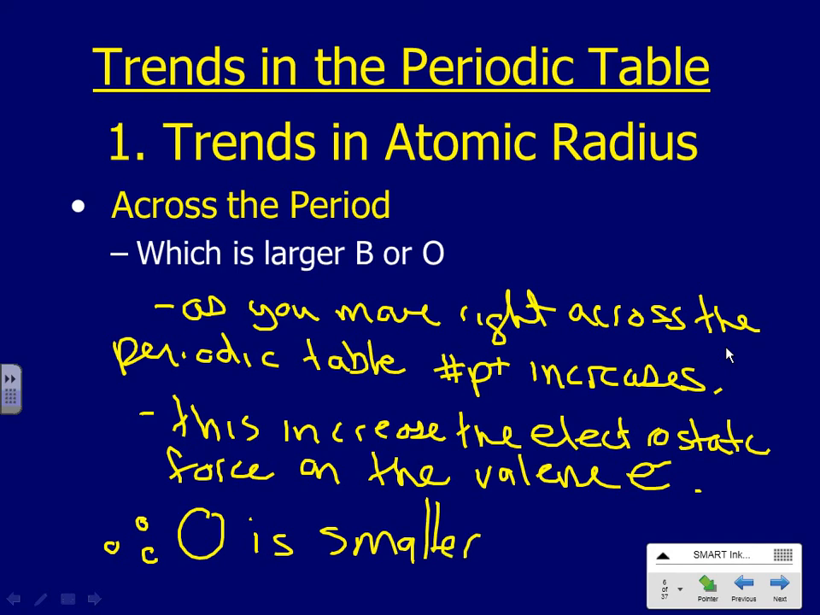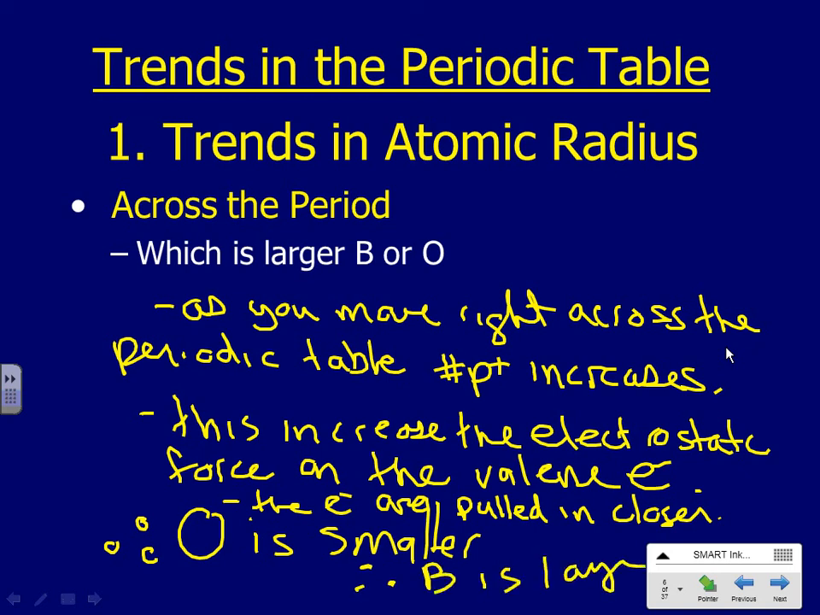I guess in here, because there's a greater force, we could say in this little spot, the electrons are pulled in closer. That's it, right? The electrons are pulled in closer, therefore oxygen is smaller. So maybe in here we should have said the electrons are pulled in closer, therefore oxygen is smaller. And if oxygen is smaller, therefore boron is larger, if the actual question is which is larger, right?